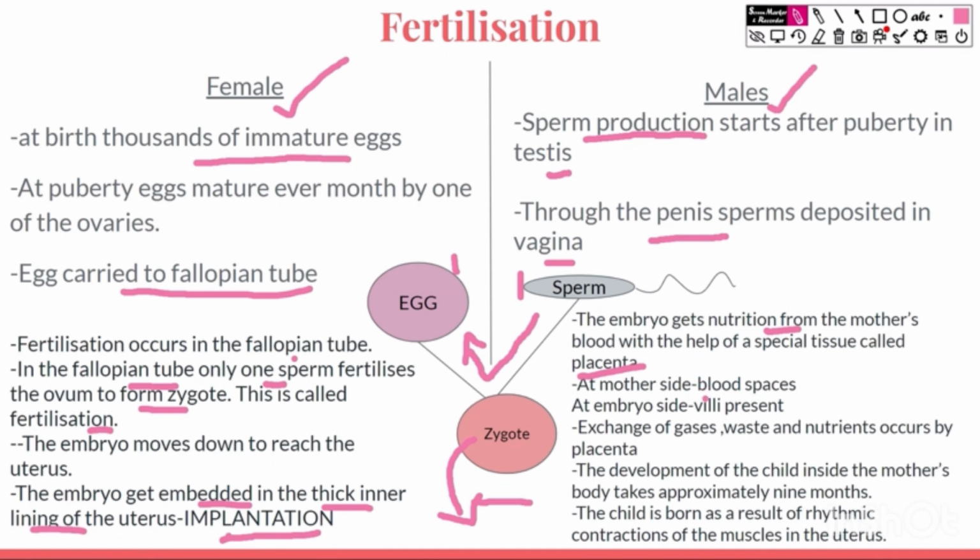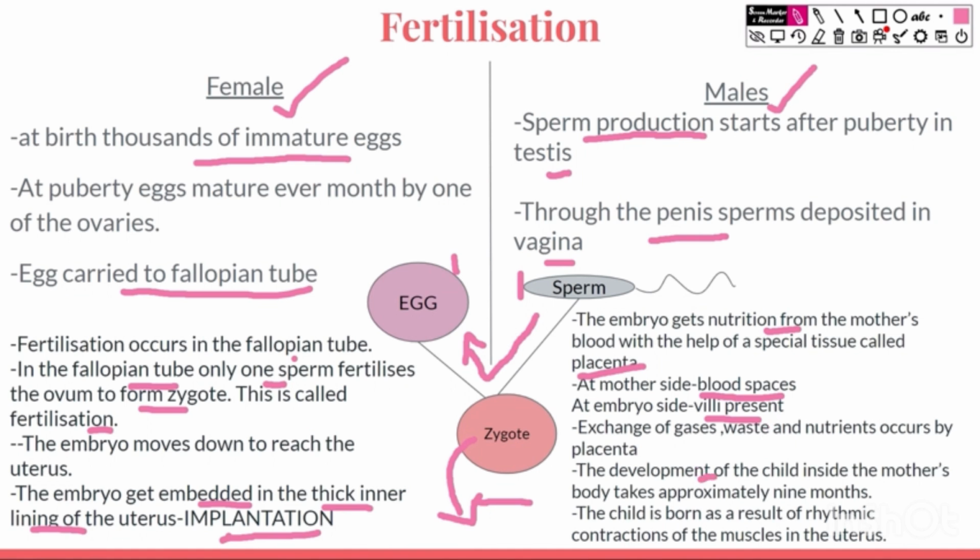At the mother's side, the placenta has blood spaces, whereas at the side of the embryo, the placenta has various villi. These villi increase the surface area with the embryo. Whatever the embryo is taking, all the nutrients, the glucose and everything, goes from the mother to the embryo by the placenta. All the waste material of the embryo goes from the embryo to the mother by the placenta. All the gases are exchanged by the placenta. So the placenta is a very important connecting link between the mother and the embryo.